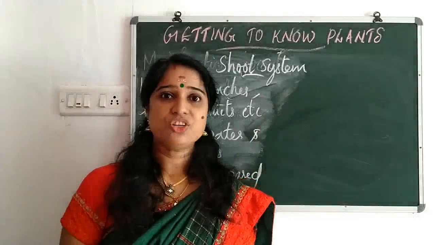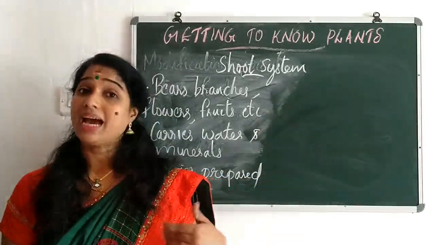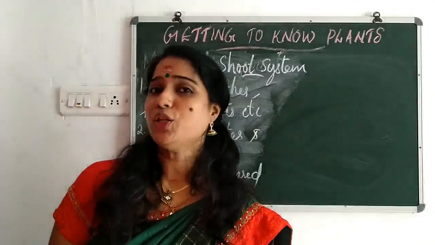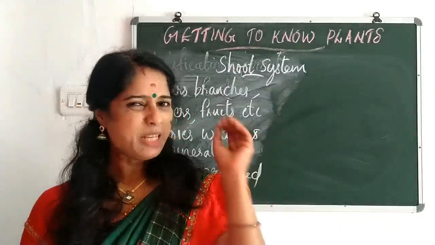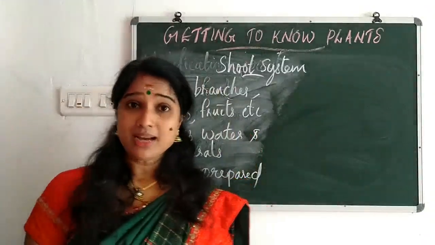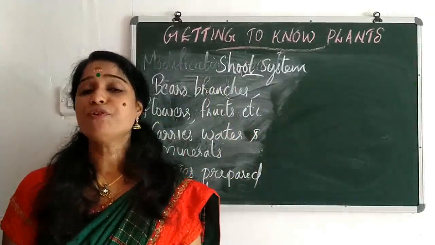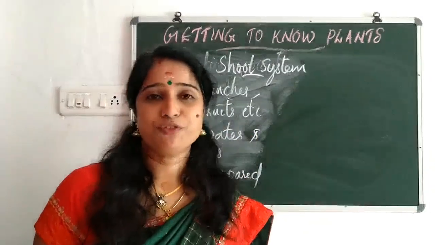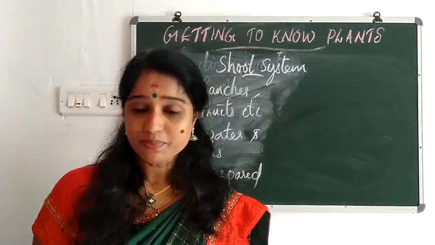It bears the branches, flowers, fruits, etc. It carries the water and minerals absorbed by the root to all parts of the plant, especially to the leaves. Not only that, it carries the prepared food from leaves to all other parts of the plant. Clear about the stem? Yes.